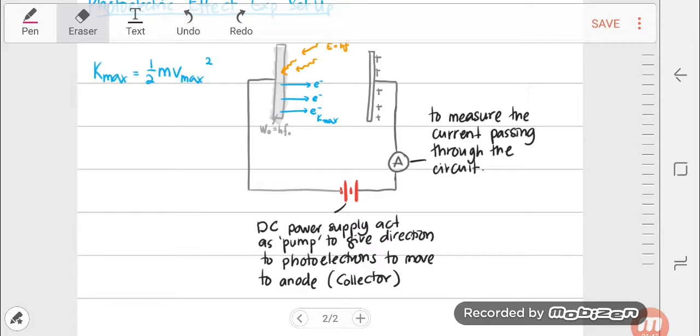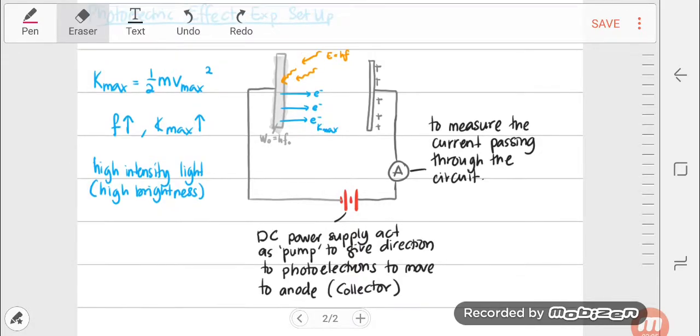Next, we know that Kmax equals half mv max squared. This is the formula for kinetic energy. So when the frequency is high, Kmax will also be high, and high intensity light, or high brightness of a particular light, does not affect Kmax. It means that if you have the brightest light, you still cannot get a higher Kmax. It is all based on the frequency.